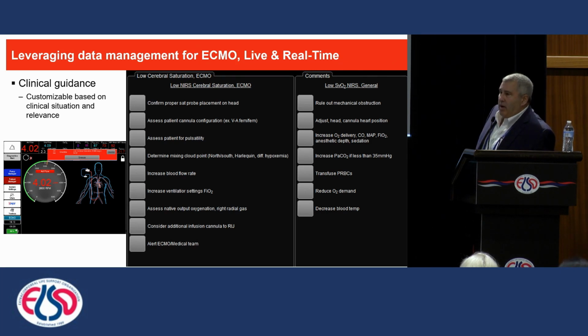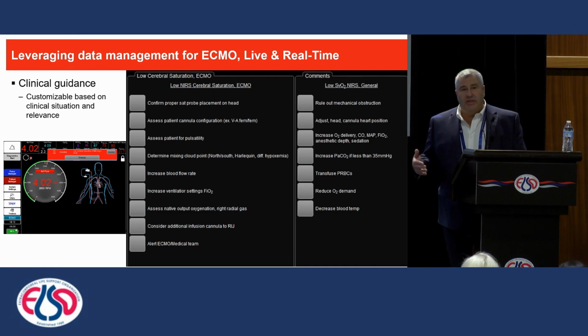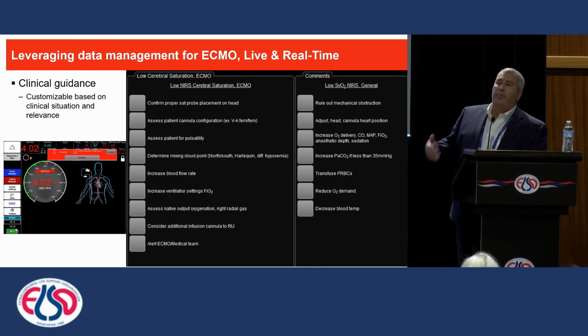But what about on ECMO? So then we have an ECMO-specific checklist that also pops up that says we should confirm where that saturation probe is placed on the head. We should assess the patient configuration. In this case, it's a VA fem-fem. We should assess the patient for pulsatility, determine the mixing cloud point, right? North-south, Harlequin, differential hypoxemia, whatever you want to call it. The point at which the ECMO output meets the native output. Increase blood flow rate, increase ventilator settings, assess the native output with a right radial gas, consider an additional infusion cannula up top.